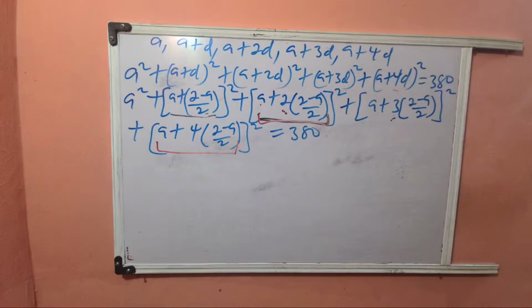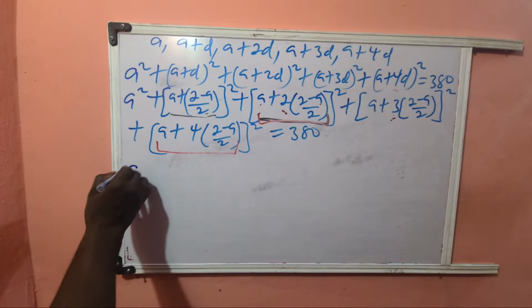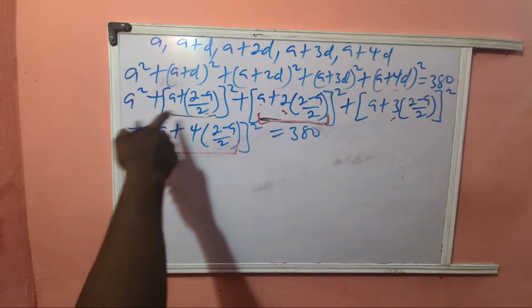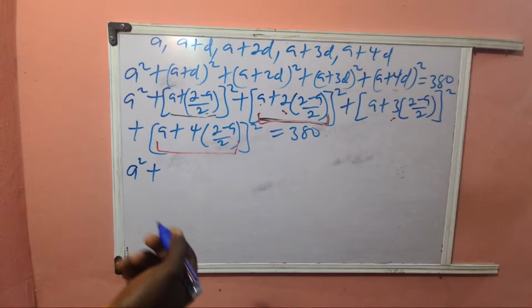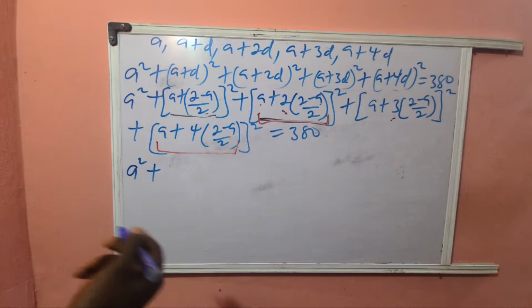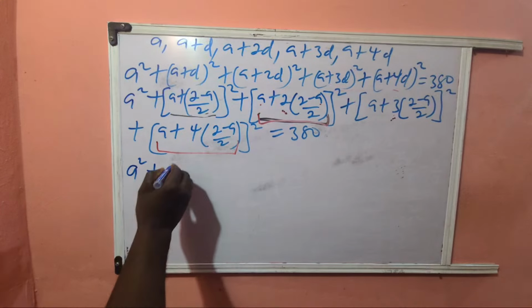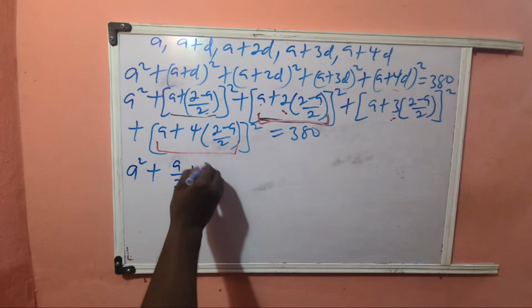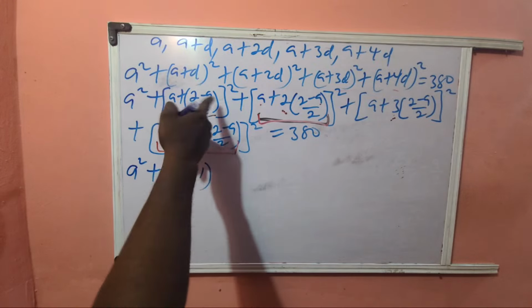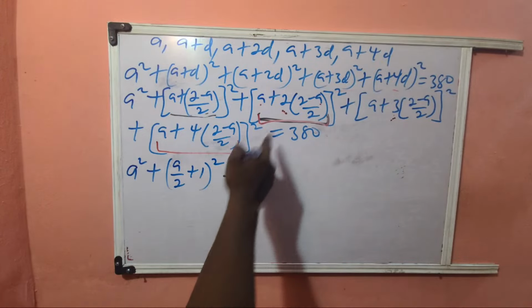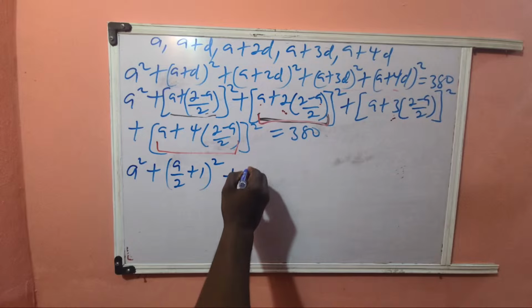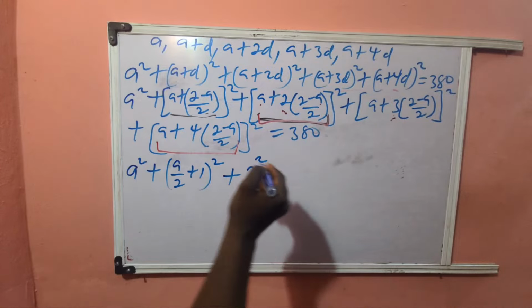Fixing those values now, I have a squared plus, and now I'm fixing that value in. The value I got, if you remember, was a plus 2, a over 2 plus 1, or a plus 2 over 2. So I'll be writing a over 2 plus 1. This was what we got inside this very first place. Don't forget there's still a square there. Then for this one, what I got here was 2, and there's still a square there.